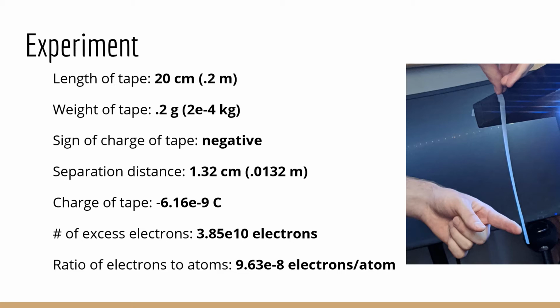Because of this, the charge of the tape was calculated to be negative 6.16 times 10 to the negative 9th coulombs, the number of excess electrons was approximately 3.85 times 10 to the 10th electrons, and the ratio of electrons to atoms was 9.63 times 10 to the negative 8th electrons per atom.